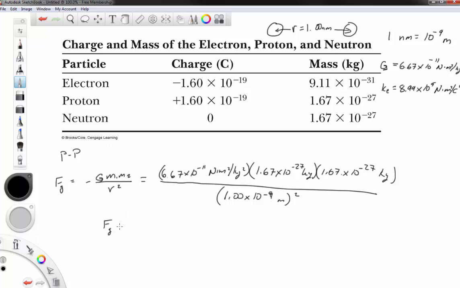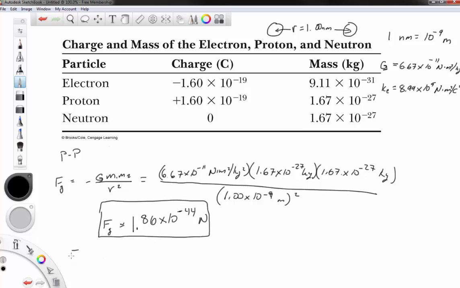So that gives us a force of gravity of 1.86 times 10 to the minus 44 newtons. So that's the gravitational force approximately between two protons, which are separated by 1 nanometer.